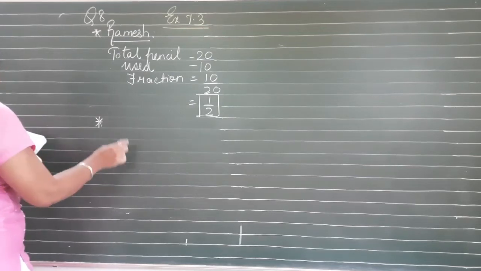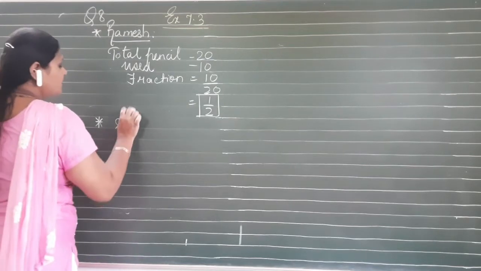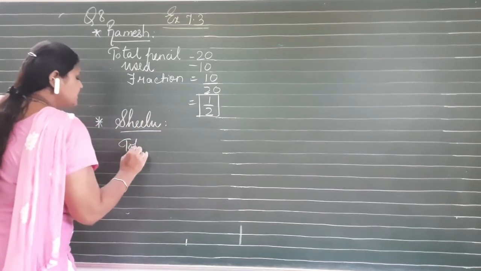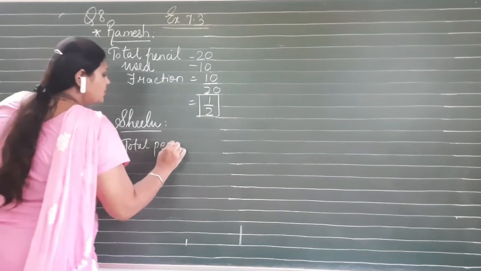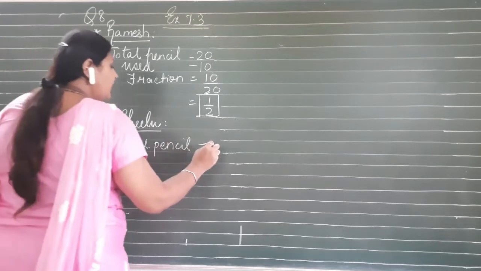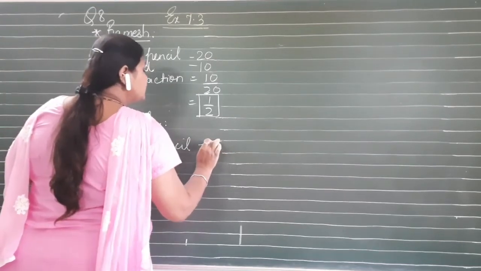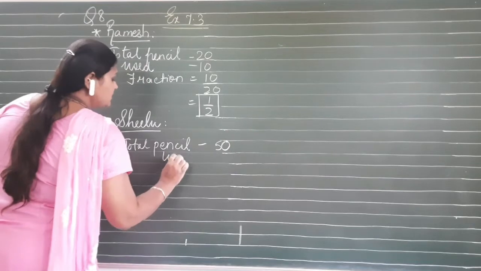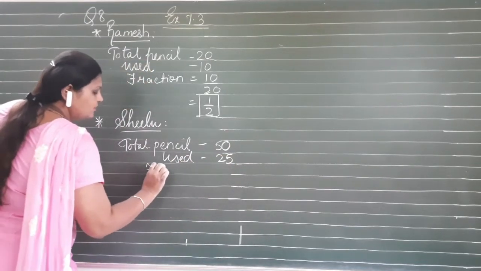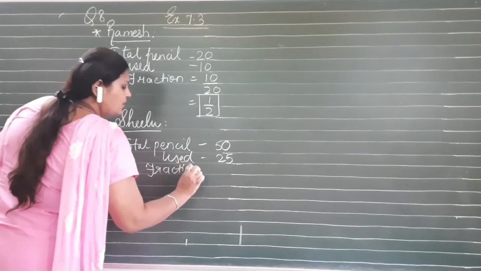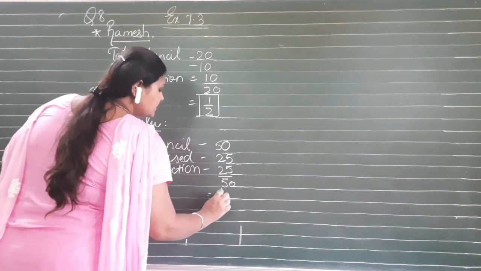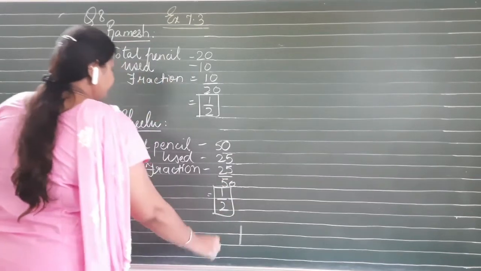Now we will see for Shilu. Total pencils Shilu is having 50, and she has used 25. So the fraction is 25 upon 50. Again it's 1 upon 2.